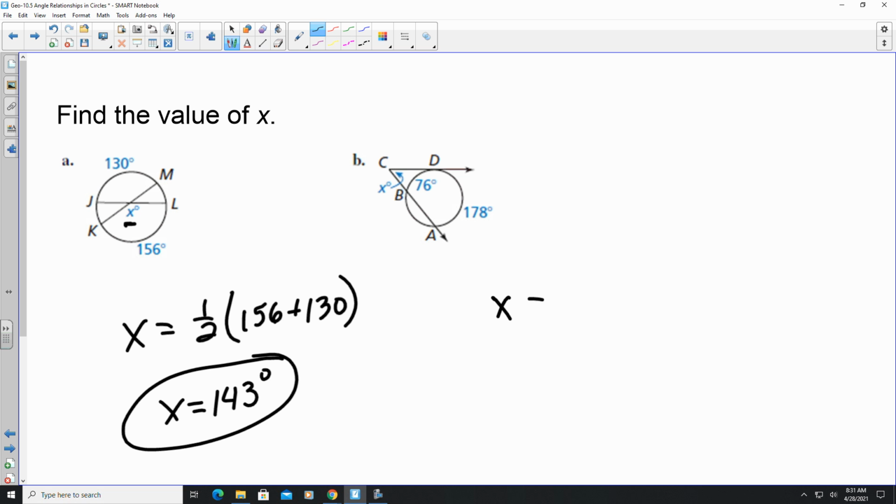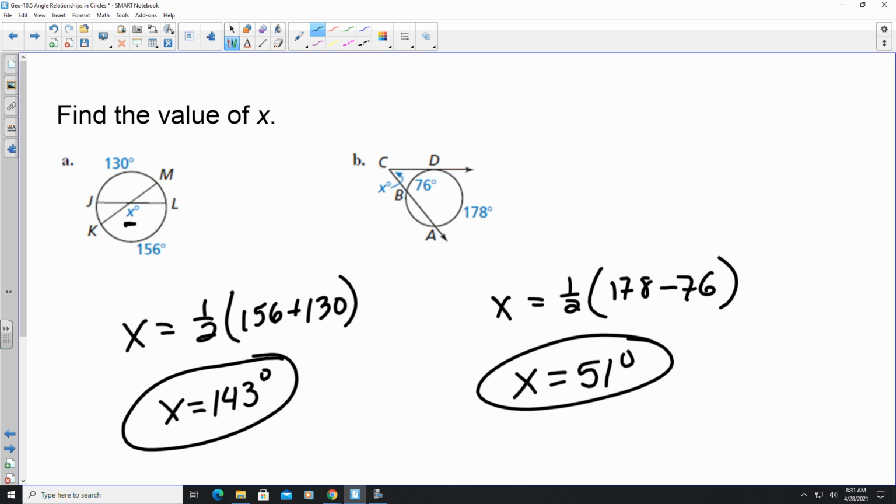If we look at B, this is a situation where the intersection's on the outside of the circle. In this case, x is going to be equal to 1/2 times the difference of the major arc subtracted by the minor arc. Again, take the difference and multiply it by 1/2. X is then going to be equal to 51 degrees.